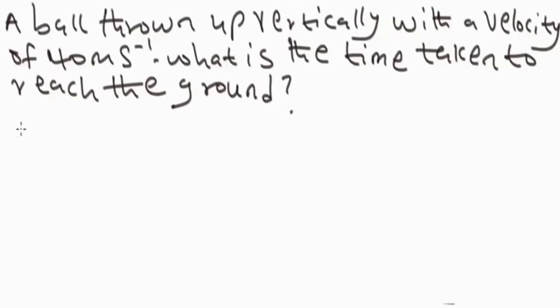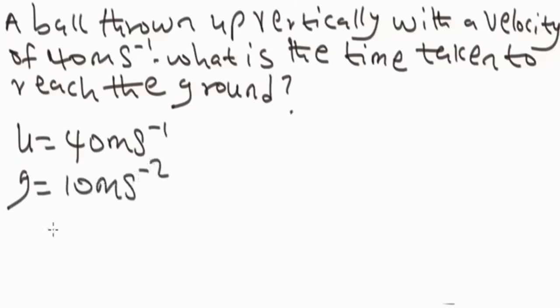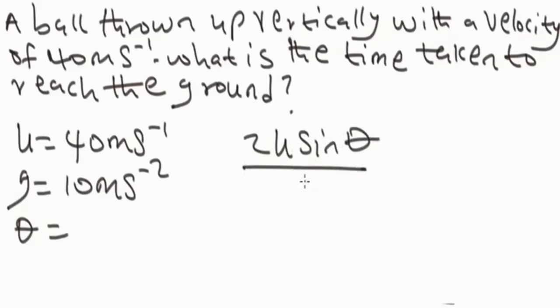Alright, that's time of flight. Now, in this question, we have our u, the initial velocity, to be 40 meters per second, and we have our g, acceleration due to gravity, which is constant, 10 meters per second squared. We now need our theta, and we're going to apply the formula 2u sine theta over g. Now to get this theta, this is simple logic. The theta will be 90.